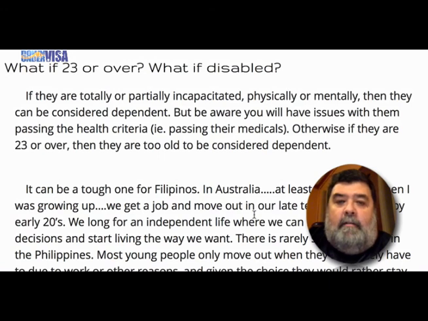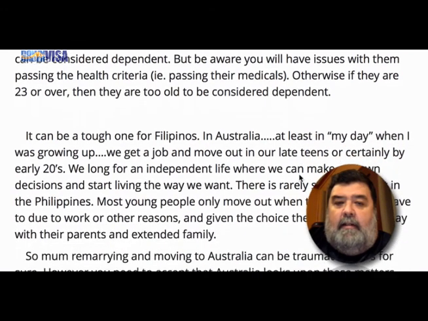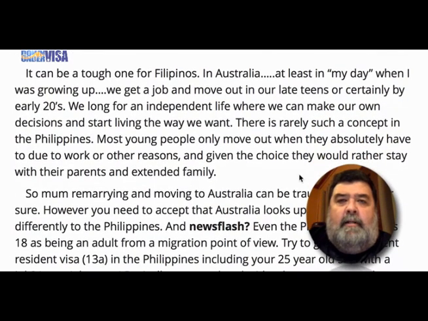But just be aware that you will have issues with them passing the health criteria, in other words, passing their medicals. Otherwise, if they are 23 or over, then they are too old to be considered dependent. They're grown-ups. Now, it can be a tough one for Filipinos.